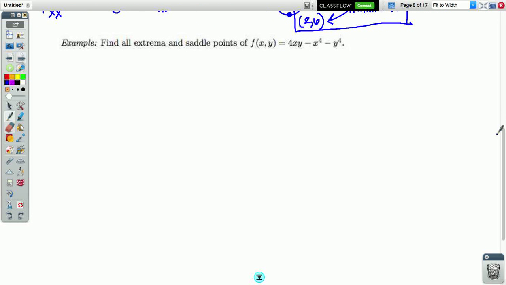So let's do it again. Now this function is also multivariable, so I'm going to start by finding critical points. And then I'll have to do some more work to classify them. But first I just have to find them. Find the critical points.